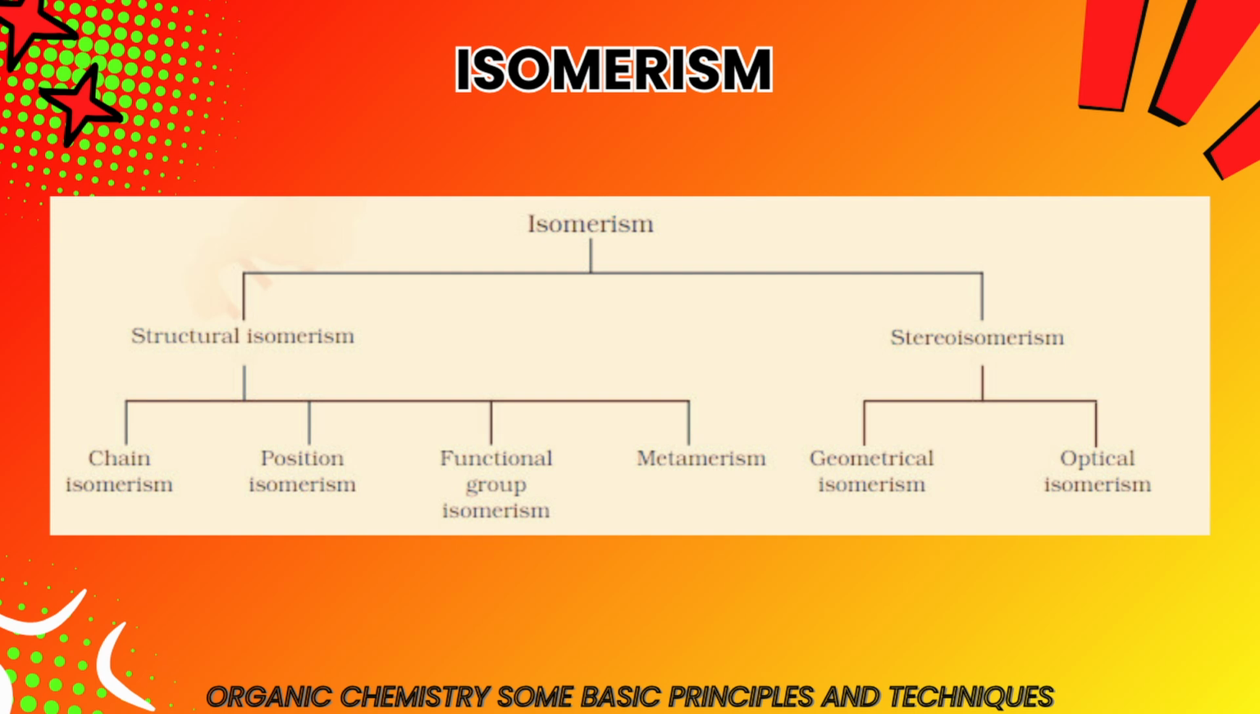Moving to stereoisomerism, these isomers share the same covalent bonds but differ in the spatial arrangement of the atoms. Stereoisomerism can be further classified into geometrical and optical isomerism. We will explore these in detail in the next chapter, Hydrocarbons.